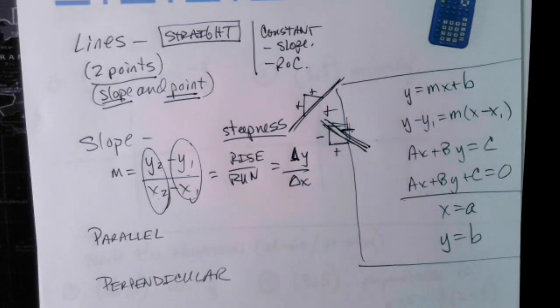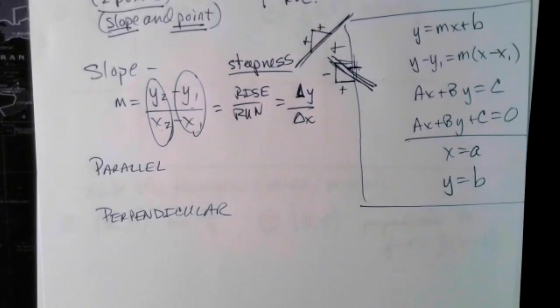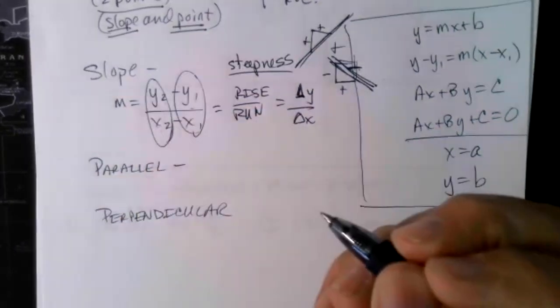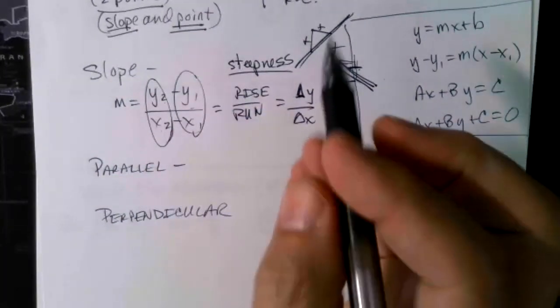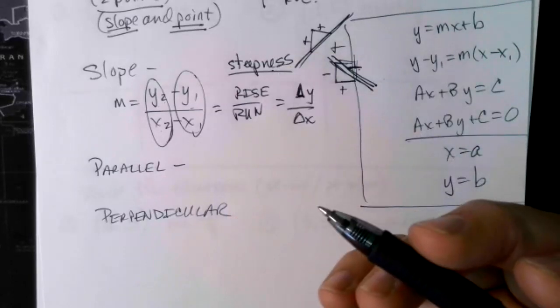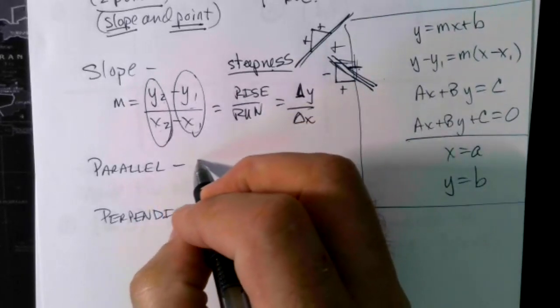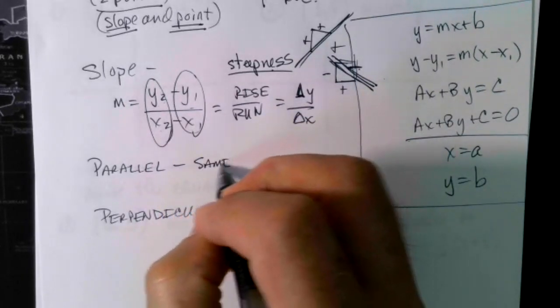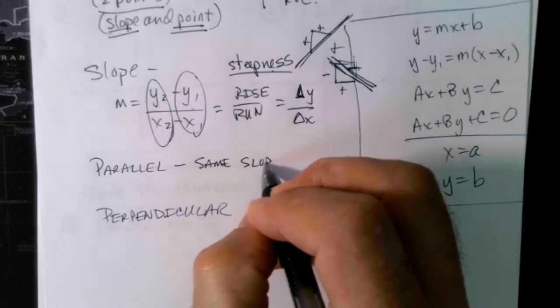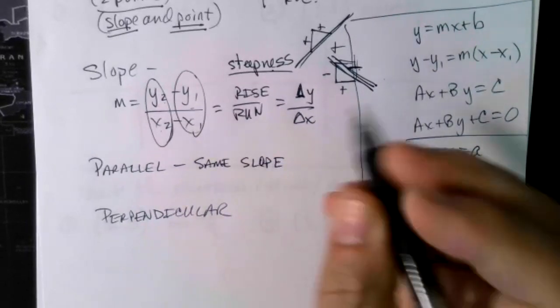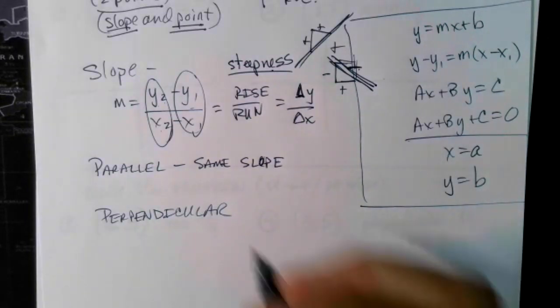I'm hoping all of this is very familiar. Parallel means you have lines that are going in the same direction. And since direction and steepness are basically the same idea, parallel lines have the same steepness, or in other words, the same slope.